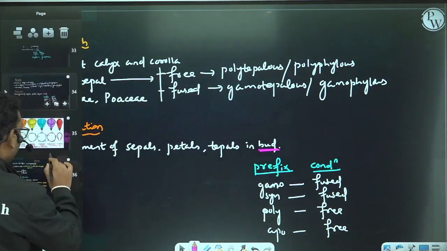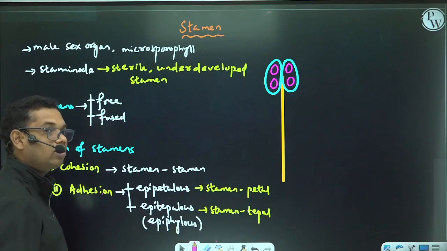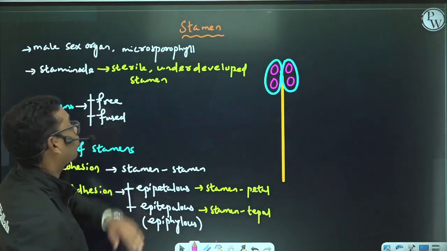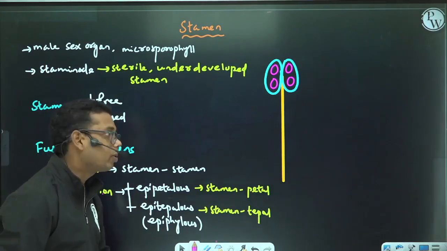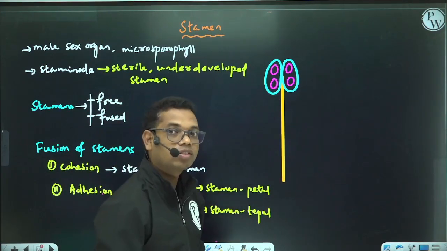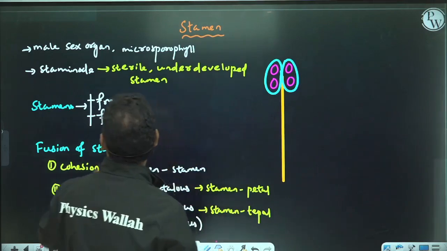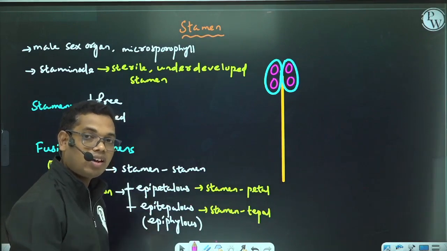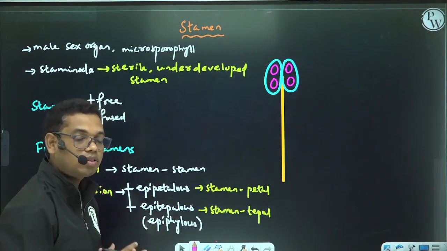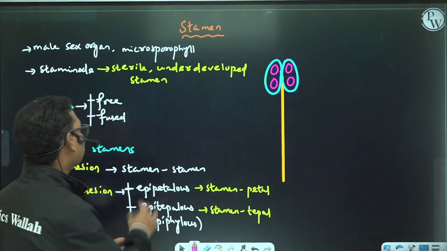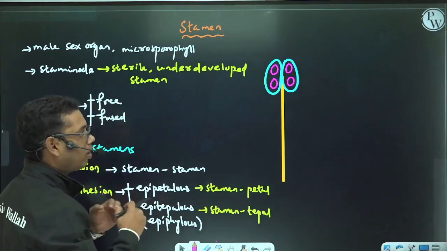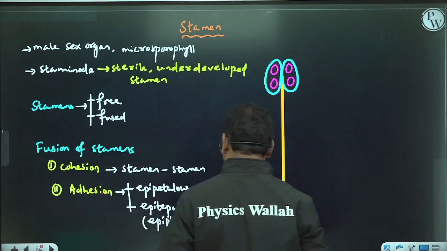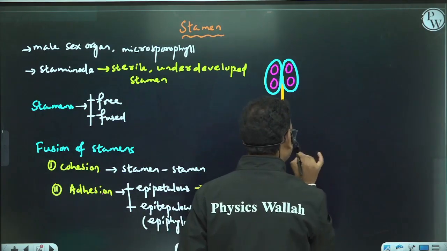Now let us talk about the stamen. Stamen is the reproductive structure, and this is the male reproductive structure. This is called the male sex organ, and this is also called microsporophyll. Why? Because this has microsporangium. Sometimes the stamen is sterile or underdeveloped. Those stamens which are underdeveloped or sterile are called staminode. The stamen has two different components. One component is the stalk, and the stalk is called filament.